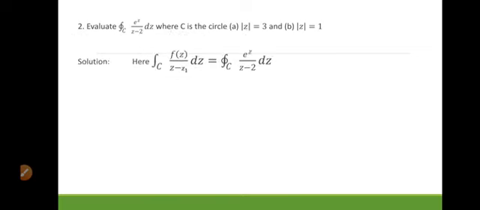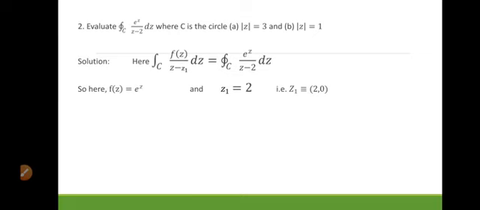Let us see one more example. Here integration over C of e raised to z upon z minus 2 dz we have to perform, where C is the circle mod z equal to 3 and mod z equal to 1. Here integrand is very simple, e raised to z upon z minus 2. The point z1 is 2 and f of z is e raised to z.